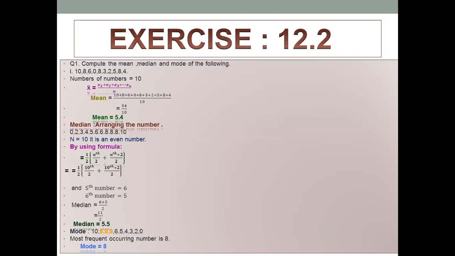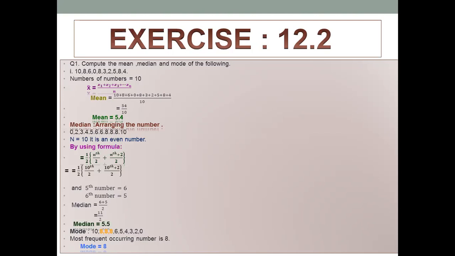For the median, according to the definition, first we arrange the data. It is up to you whether you arrange the data in ascending or descending order. In both ways we can calculate the median and the answer will be the same, but you must arrange the data first. Here I arranged the data from 0 onwards in ascending order. The number of observations is 10, which is an even number. As I told you in the definition, when the number of observations is even, we find the average of the middle two numbers.